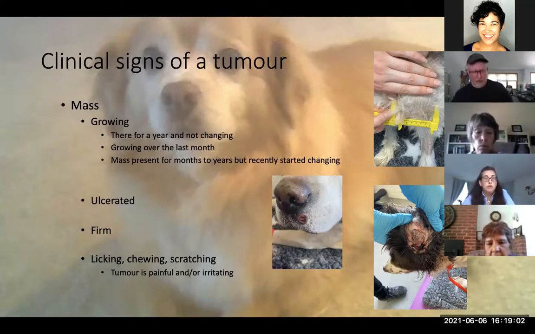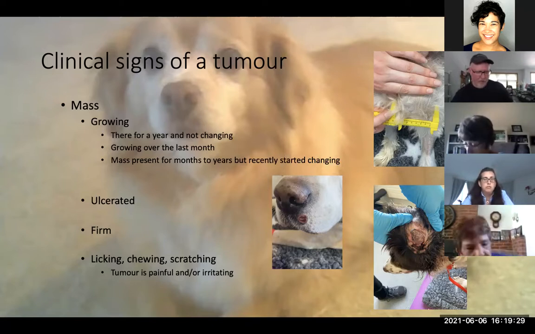If this mass has been growing recently, if it's something that you have not seen before, then it should be something that you should bring your pet in for. When I'm talking to pet owners and they're saying, I'm concerned about something, it's really important for me to listen to them, because you guys know your pets the best, and subtle changes can be really significant.